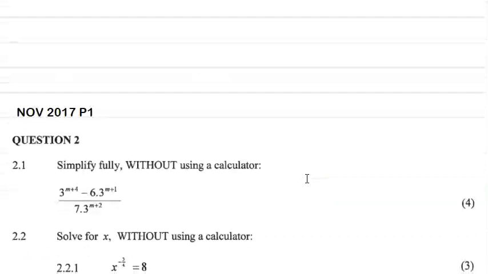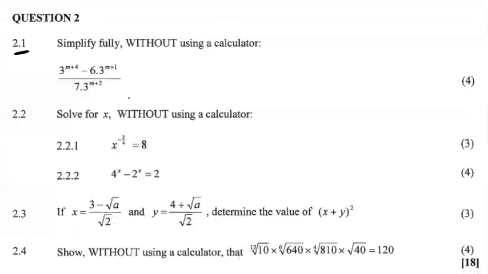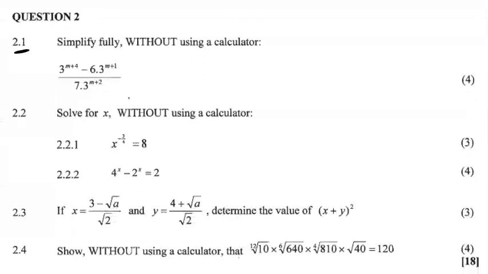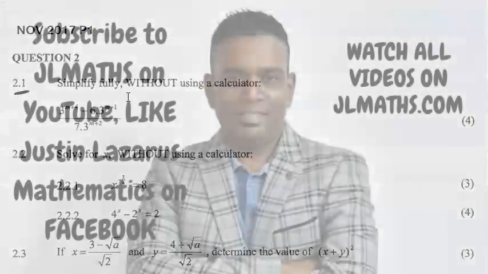All right, from the November 2017 paper, we have the following question here, which says, this is 2.1, 3 to the m plus 4. So here you're going to remove the common factor as well. Okay, and I think what we'll do is we'll stop here for this video and we'll look at the 2017 paper 1 in the next video.